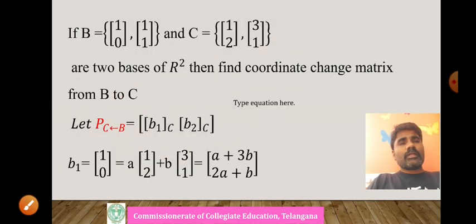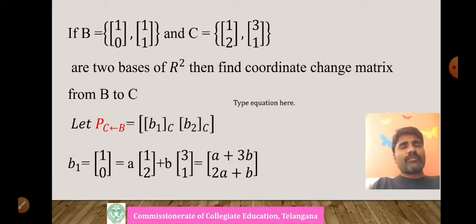Now let us take one example. If B equals (1,0), (1,1) and C equals (1,2), (3,1) are two bases of R squared, then find the coordinate change matrix from B to C. Now let us see. The coordinate change matrix from B to C is the coordinates of B1 with respect to C, and coordinates of B2 with respect to C.